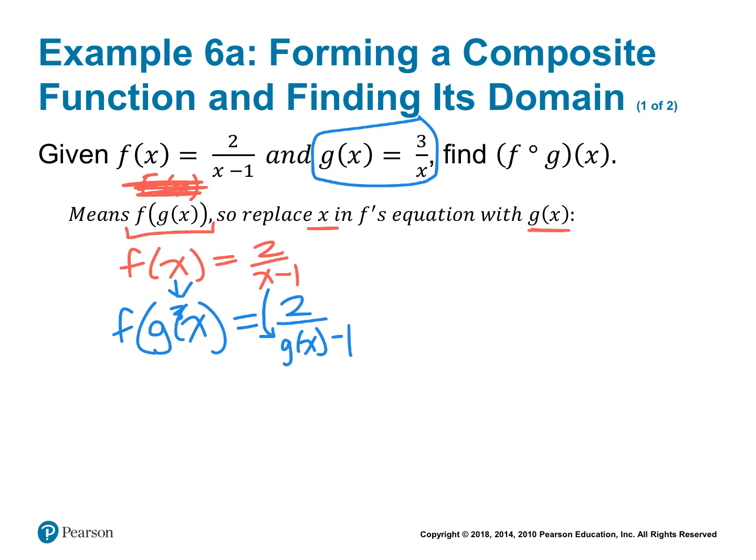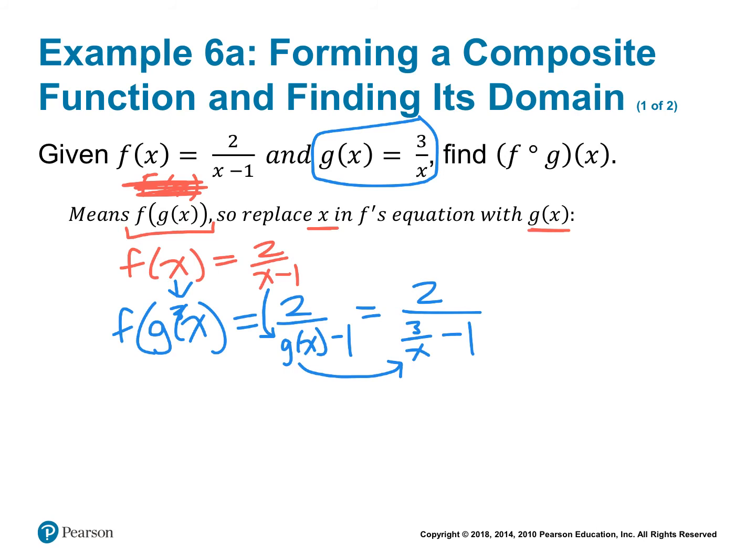So now I can simplify that down. G of x is 3 divided by x. So I replace that there, and then I need to subtract 1 from it. Okay, so we have an issue in this denominator. We have pretty much another fraction within a fraction. So we need to figure out how to get rid of that.